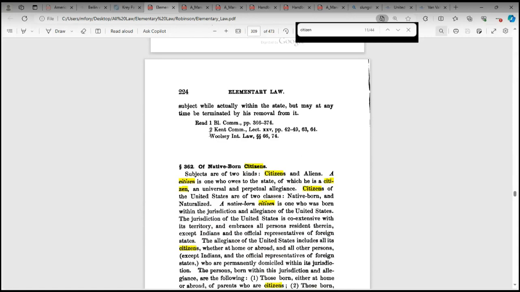And again, they give you Black's Law Commentaries, Kent Commentaries, and Wolseley International Law. Highly recommend getting some of these books. I do have Black's Law and Kent's. I do not have Wool's.